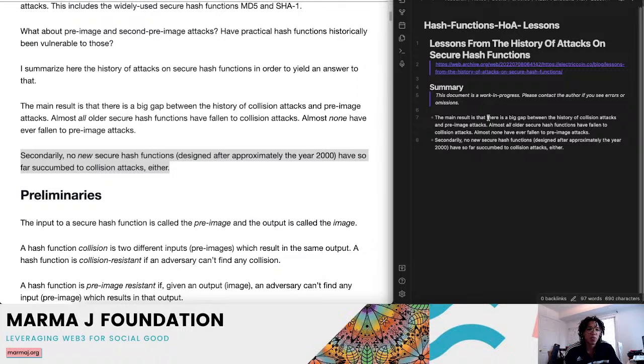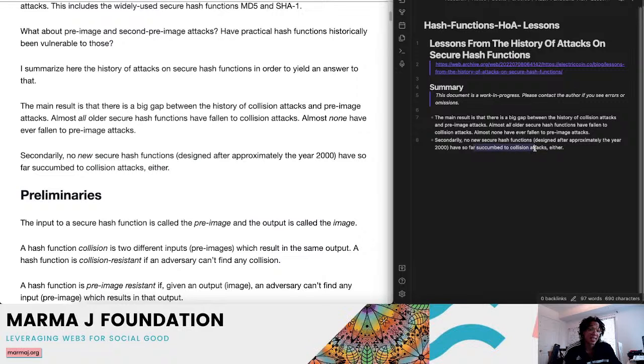The main result here is that there's a big gap between the history of collision attacks and pre-image attacks. Almost all older secure functions have fallen to collision attacks, but apparently pre-image attacks are much harder to find, or people haven't discovered them, or maybe they're just not as big of an issue. Either way, it seems like no newer secure hash functions, so after the year 2000 or so, there's a graph below, have so far succumbed to collision attacks either.